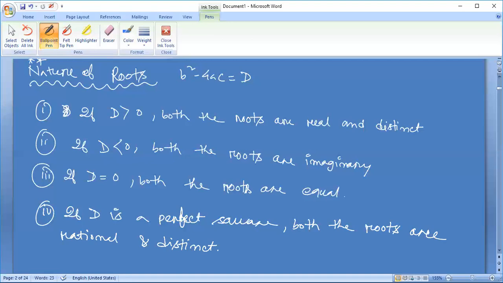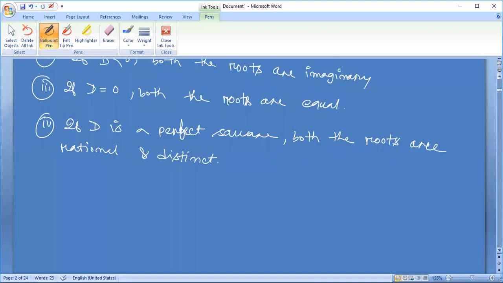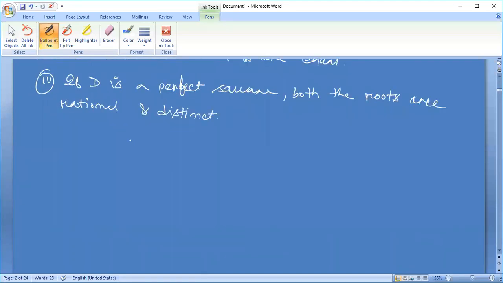Have you finished? Yes, sir. Okay. Now see, this is very important. Let me take one example. Suppose this is x square minus 2x minus 15 equal to 0. Now you are asked to find the roots of the equation by using the formula. So what is the formula? The formula is minus b plus minus b square minus 4ac by 2a.